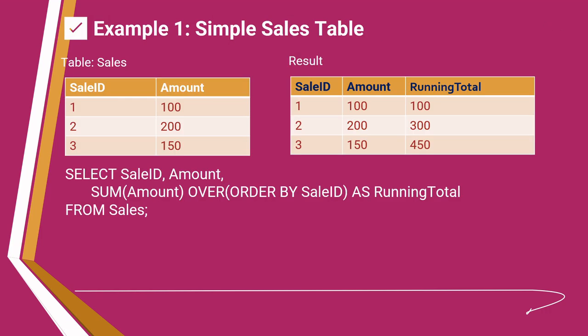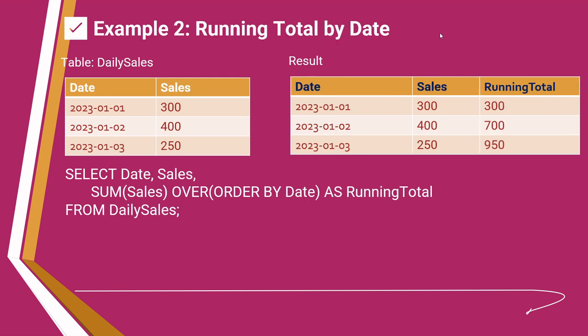Here is a simple example. As each row progresses, we add the amount column to get the running total. In this case, we use the date column to order the rows. It is perfect for chronological summaries.